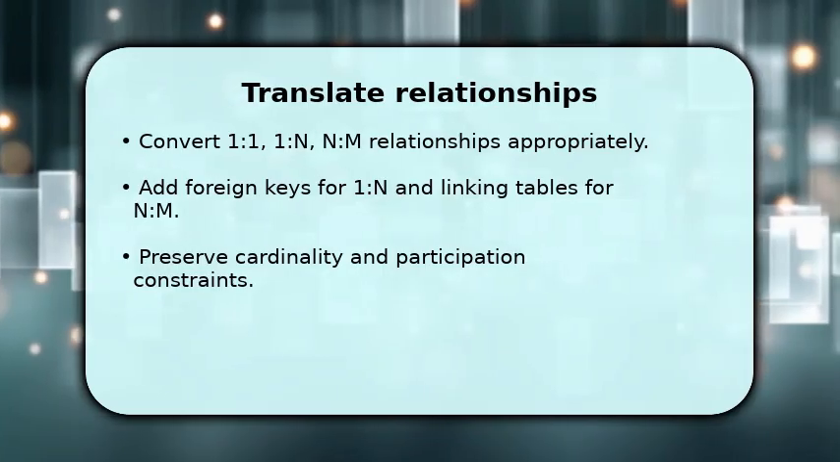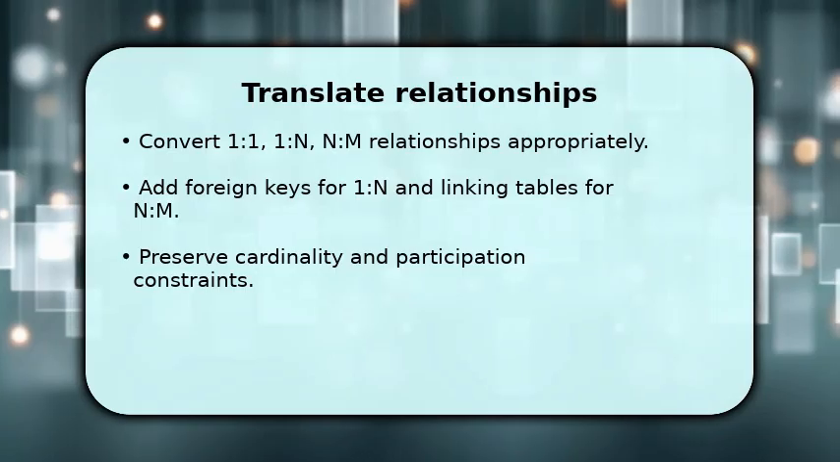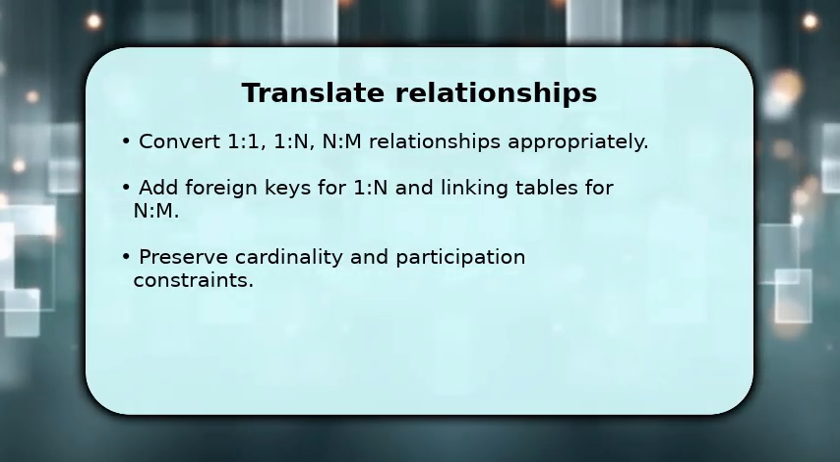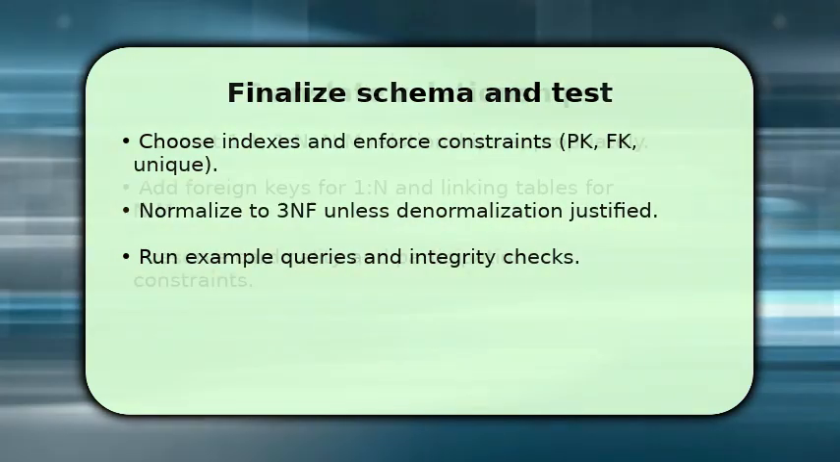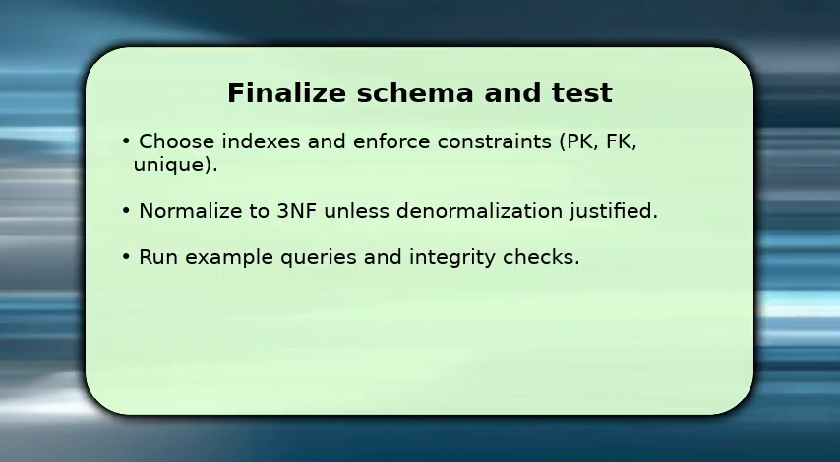Once modeled, normalize the new tables to eliminate redundancy while preserving relationship semantics and constraints. To finish, assign appropriate data types, add primary and foreign key constraints, and create indexes for frequent join columns. This improves performance. Once done, normalize to third normal form unless you intentionally denormalize for performance and document any exceptions.